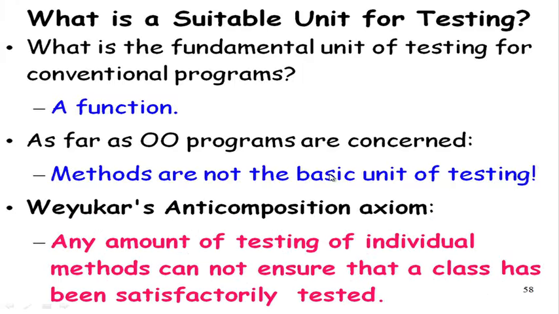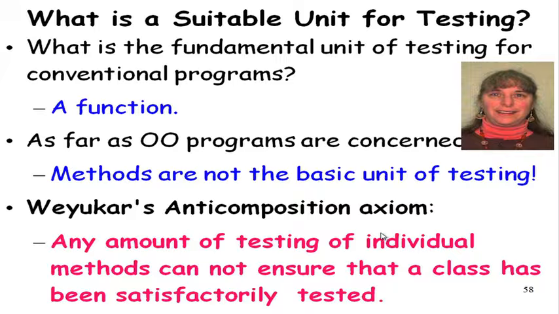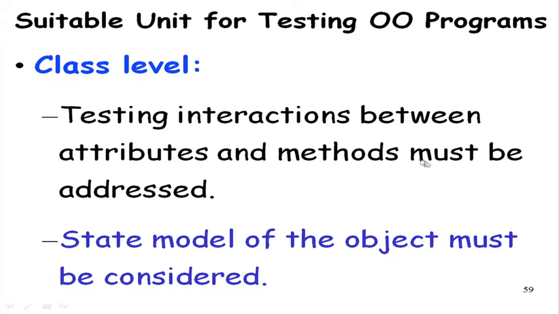Actually, the basis of making this claim is attributed to Weyuker's anti-composition axiom, which says any amount of testing of individual methods cannot ensure that a class has been satisfactorily tested. Let us see what it really means. Actually, the suitable unit for object oriented programs is class. We need to test all classes in isolation and then finally integrate those classes.